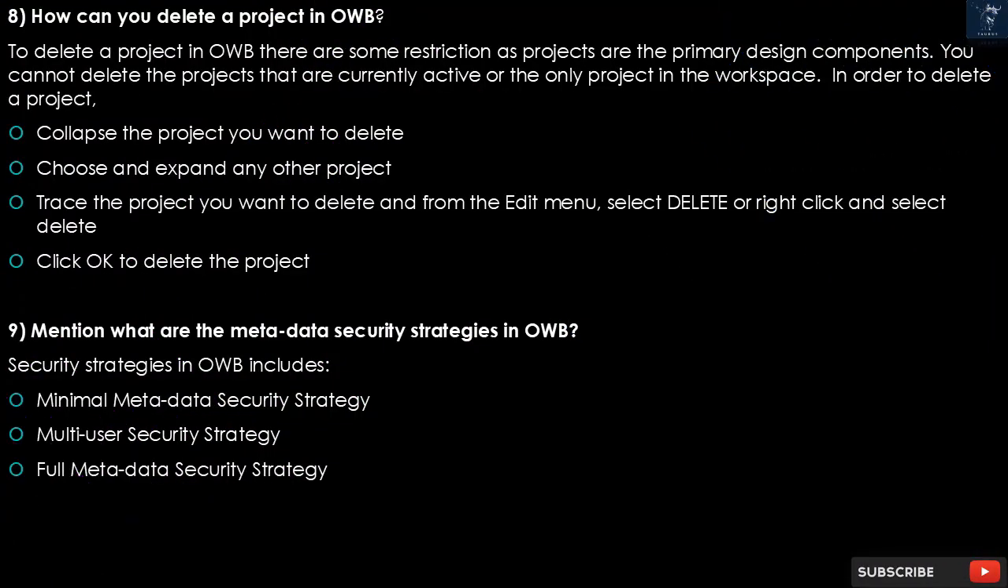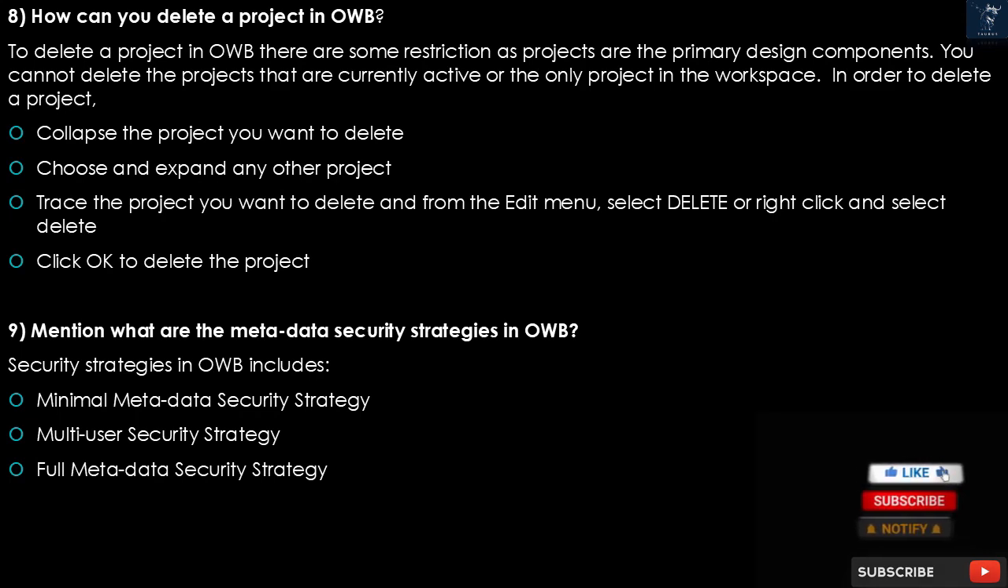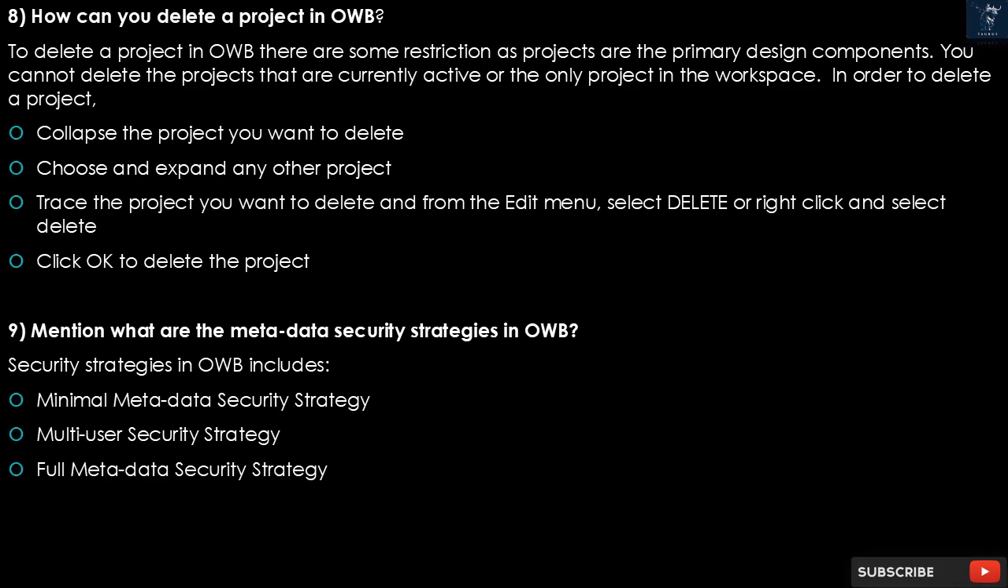8. How can you delete a project in OWB? To delete a project in OWB there are some restrictions, as projects are the primary design components. You cannot delete the projects that are currently active or the only project in the workspace. In order to delete a project, collapse the project you want to delete. Choose and expand any other project. Locate the project you want to delete and from the Edit menu, select Delete or right-click and select Delete. Click OK to delete the project.